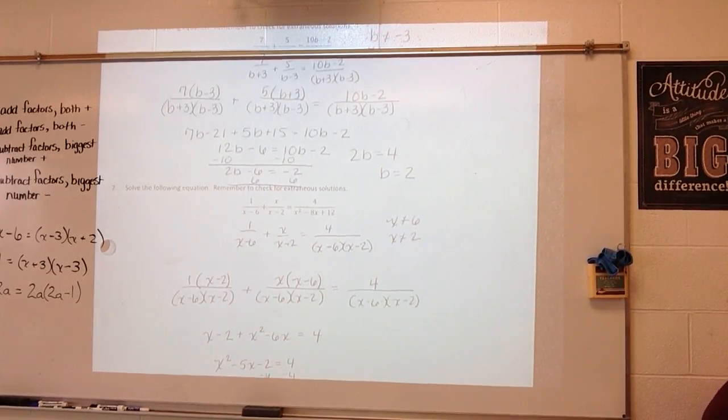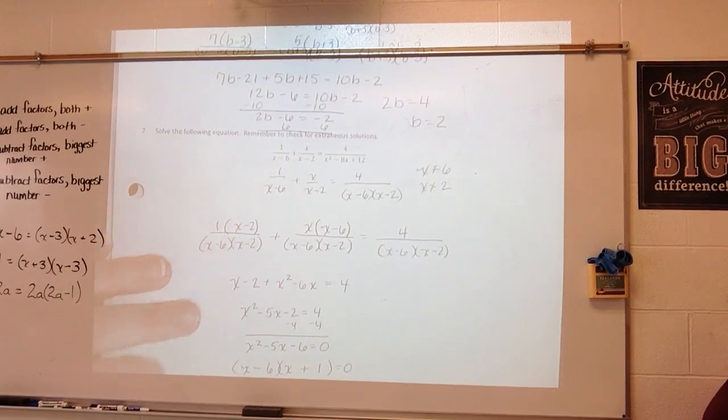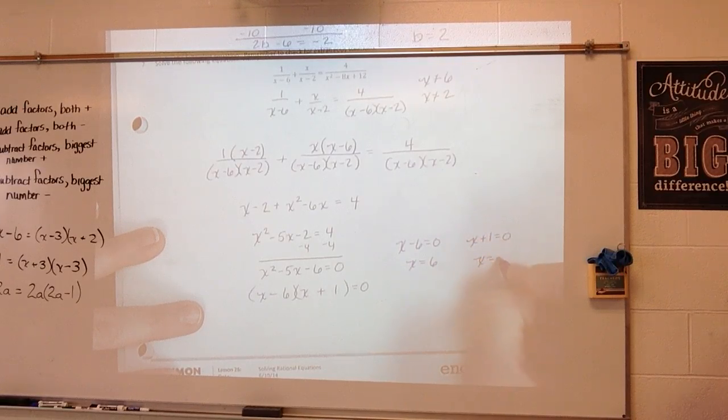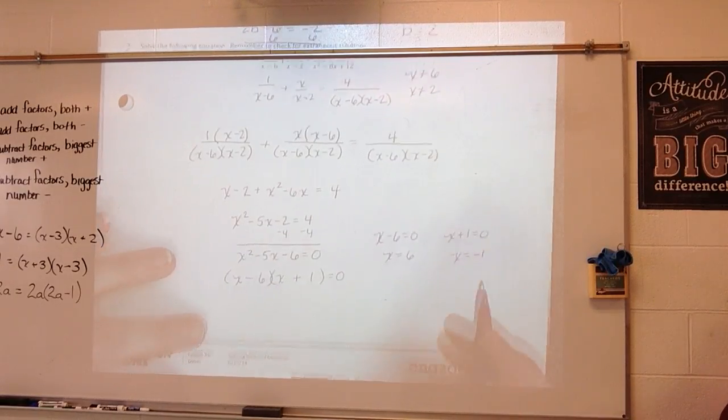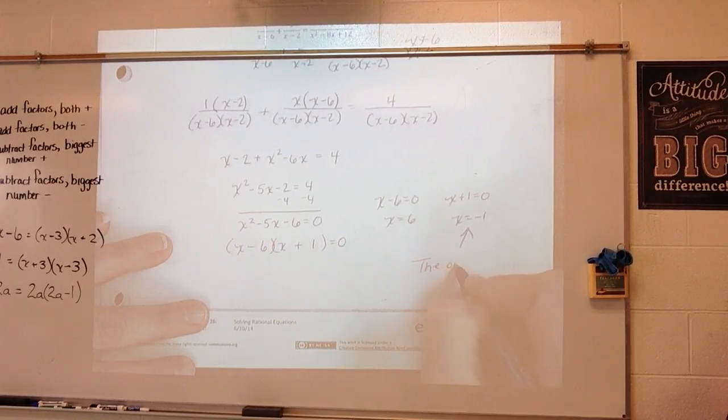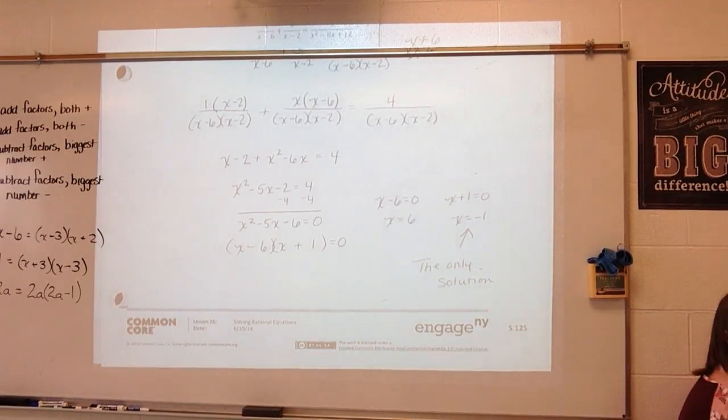Alright. So now I can set x minus 6 equal to 0. So x will be equal to 6. And x plus 1 is equal to 0. So x is equal to -1. This is the only solution because x cannot equal 6. So therefore, x is equal to -1 is my only solution. Alright, since I cannot put in a 6.